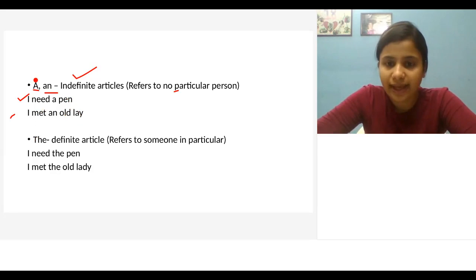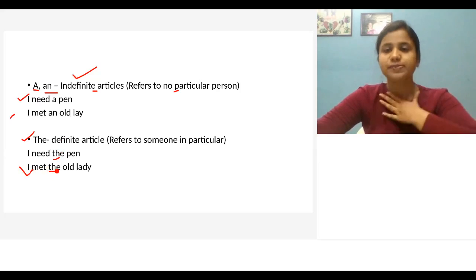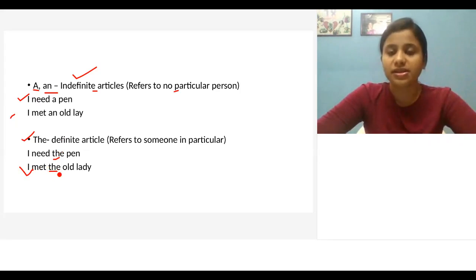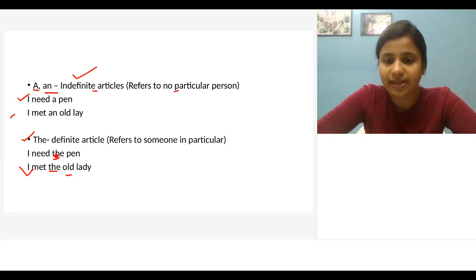So we use a and an when we talk about indefinite things. And what are definite things? When I say I need the pen, it means the listener already knows what particular pen I'm talking about. And when I say I met the old lady, again, if I am the speaker talking to a listener, the listener should know what old lady I'm talking about. Only then this will make sense.